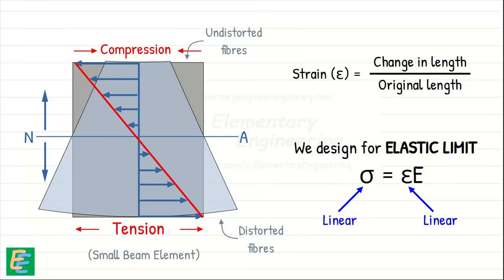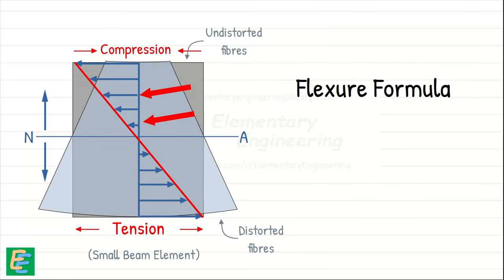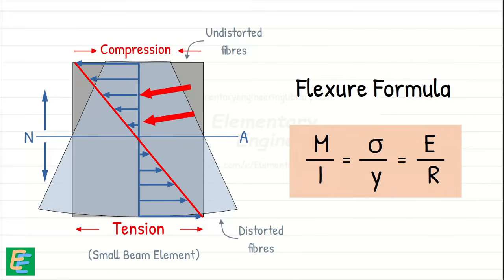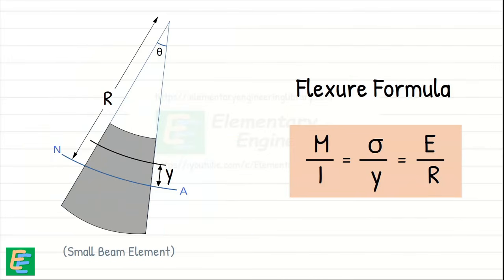To calculate the value of this bending stress at any distance from the neutral axis, we use the Flexure Formula, which is given by this. This relationship can be derived easily using the geometry of the bent beam, Hooke's law relating stress and strain, and the equilibrium between internal stresses and the external bending moment.